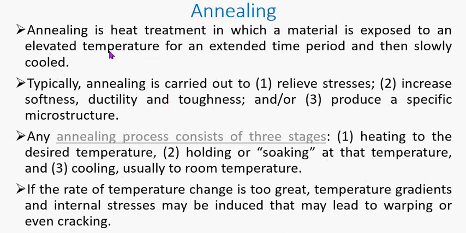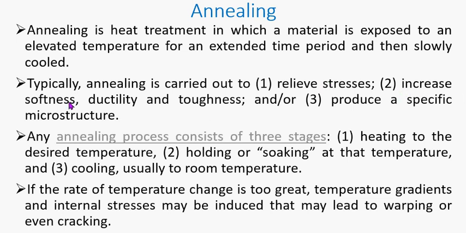What is annealing? Basically, it is a heat treatment process whereby material is raised to a higher temperature and then held for a period of time and then slowly cooled down. So why is annealing carried out? It is carried out to relieve stresses. When a component has undergone a machining process, it will have leftover stresses. These leftover stresses, if they are not removed, can weaken the material and cause failure. So this is one of the major reasons why annealing is carried out.